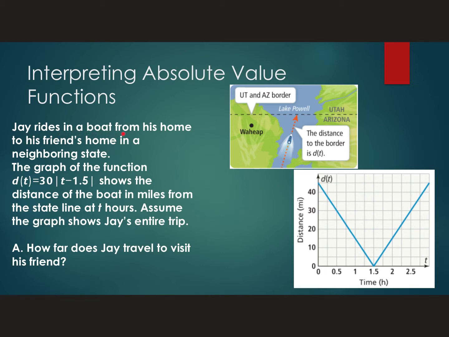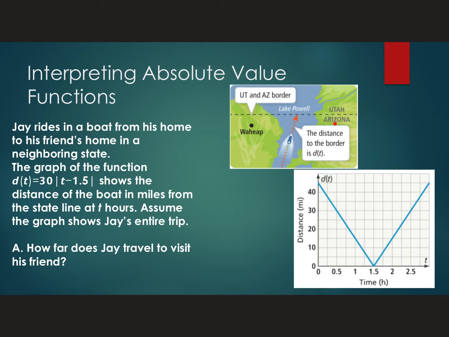Jay rides in a boat from his home to his friend's home in a neighboring state. The graph of the function d of t equals 30 times the absolute value of t minus 1.5 shows the distance of the boat in miles from the state line at t hours. Assume the graph shows Jay's entire trip.